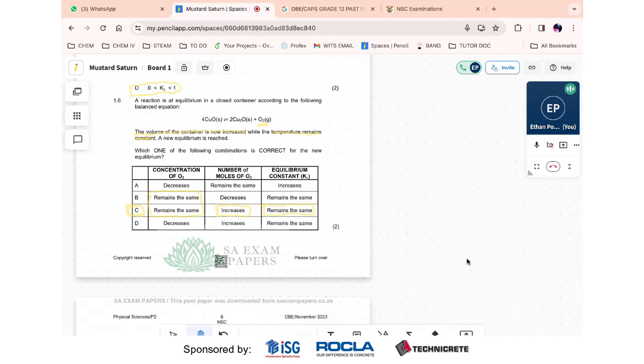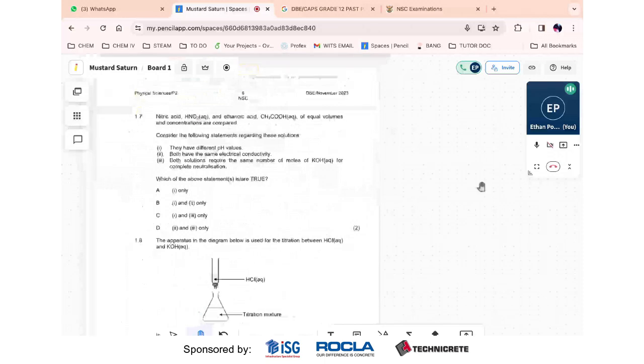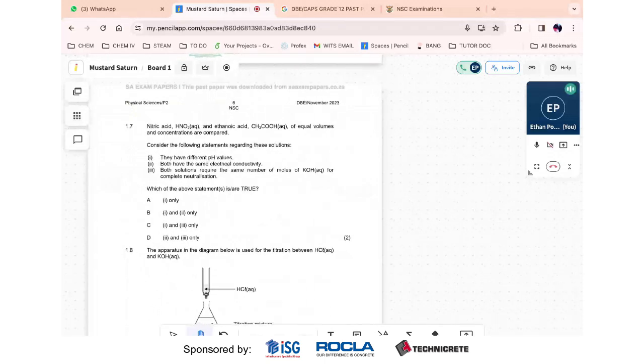Moving on to the next question, question 7. Nitric acid and ethanoic acid of equal volumes and concentrations are compared. Consider the following statements below. What's important here is equal volumes and equal concentrations. Nitric acid is a strong acid which totally dissociates in water, and ethanoic acid is a weak acid that doesn't totally dissociate. So, let's keep that in mind as we work through this question.